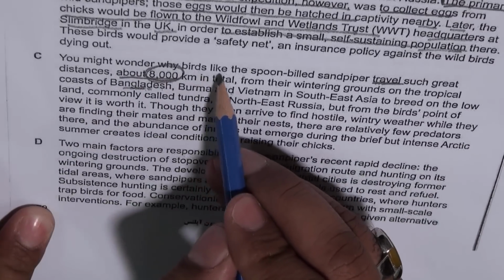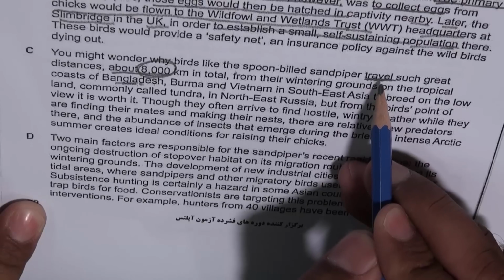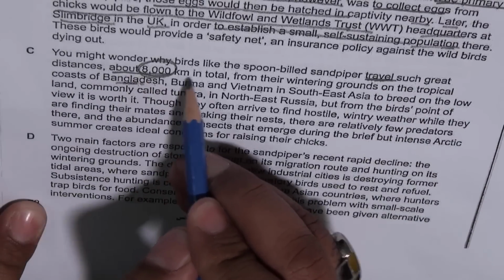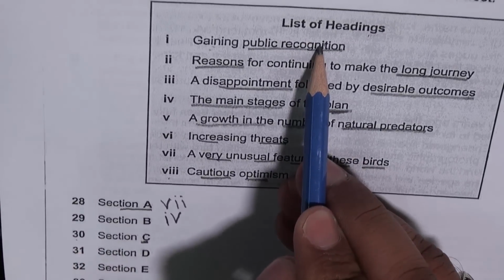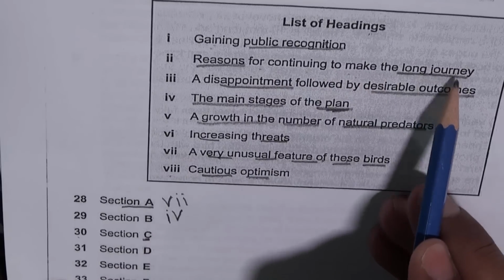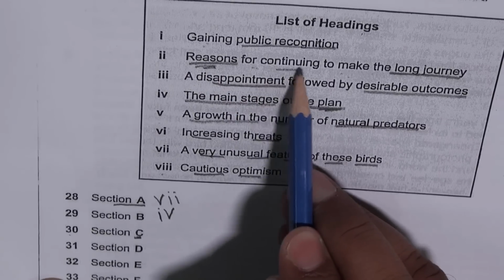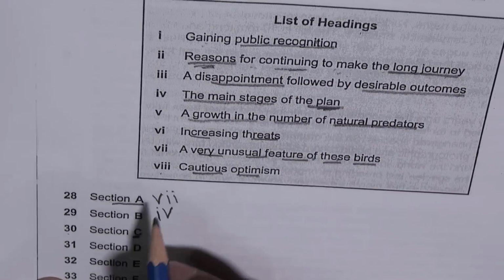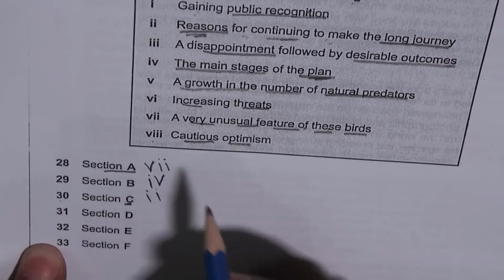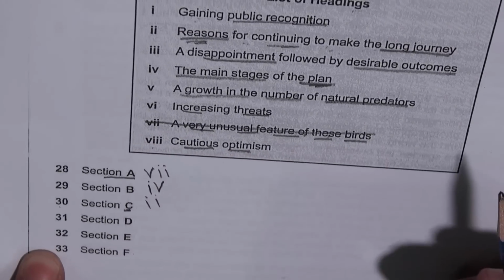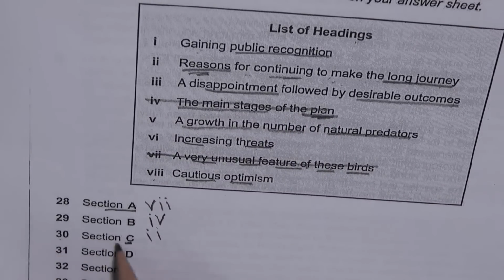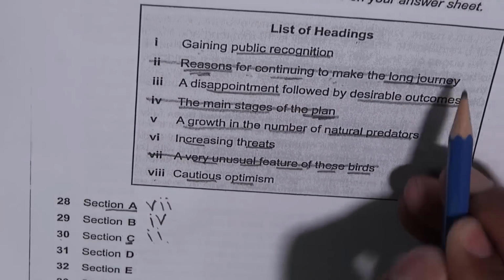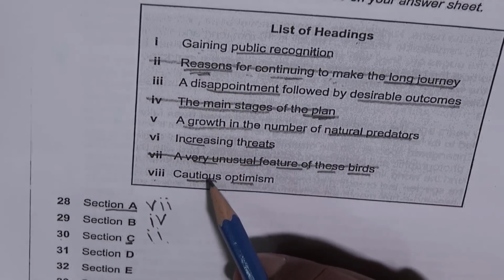Now here you might wonder why birds like the spoon-billed sandpiper travel such great distances, about 8,000 kilometers in total. Okay, now they're telling us the reasons, because they've mentioned why. Now let's go back to the list of headings. Gaining public recognition? No. Reasons for continuing to make the long journey? Yeah, reasons for continuing to make the long journey. That's why heading number 2 is the right answer for this. And as you've done the headings, for example, I've done with 7.1, I need to cross it. Then I've done with the 4th one, I have to cross it so that I don't read them. Then I'm done with this 31, heading number 2, so I'm going to cross heading number 2 as well. Now 1, 3, 5, 6 and 8, they are left.